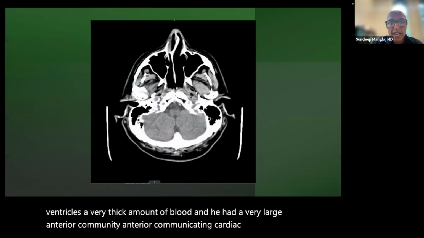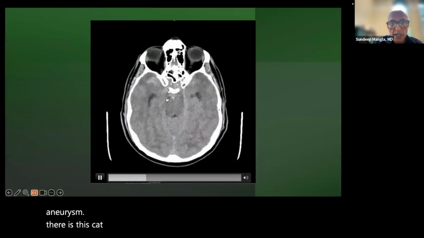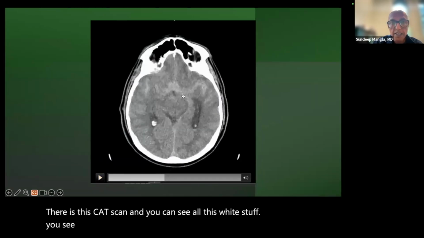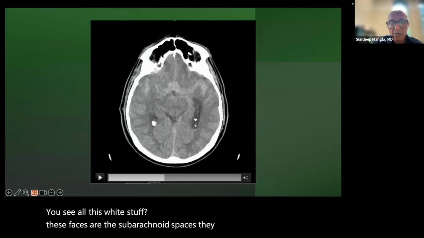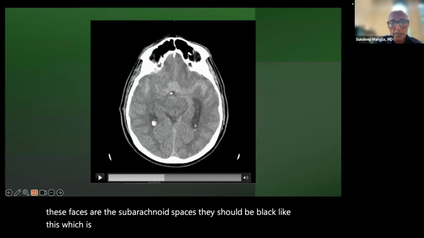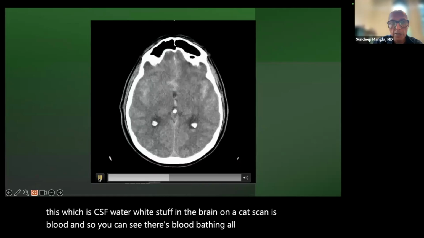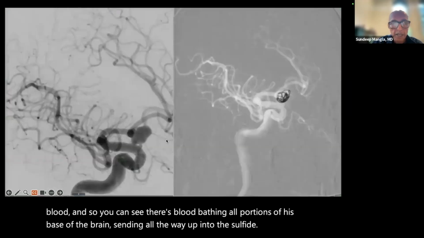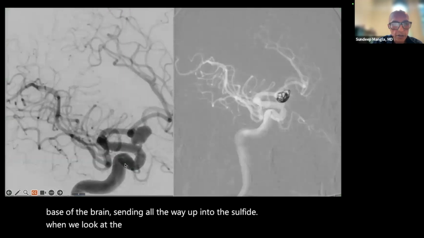aneurysm. There is his CAT scan, and you can see all this white stuff. These spaces are the subarachnoid spaces. They should be black like this, which is CSF, water. White stuff in the brain on a CAT scan is blood. And so you can see there's blood bathing all portions of the base of his brain, extending all the way up into the sulci.